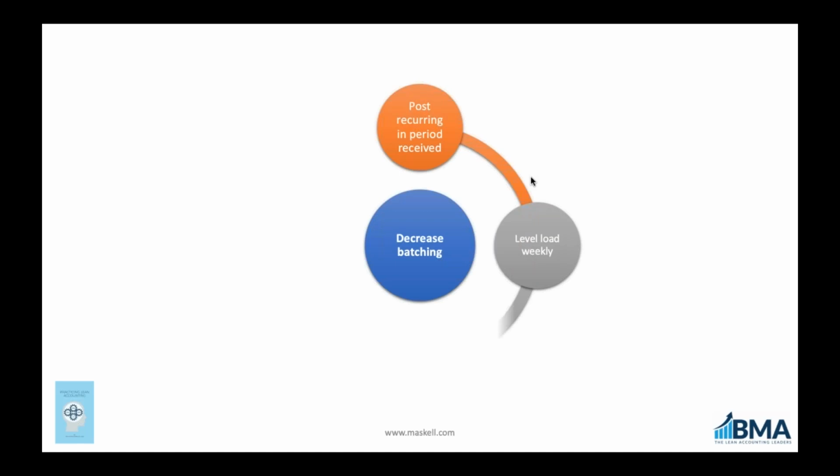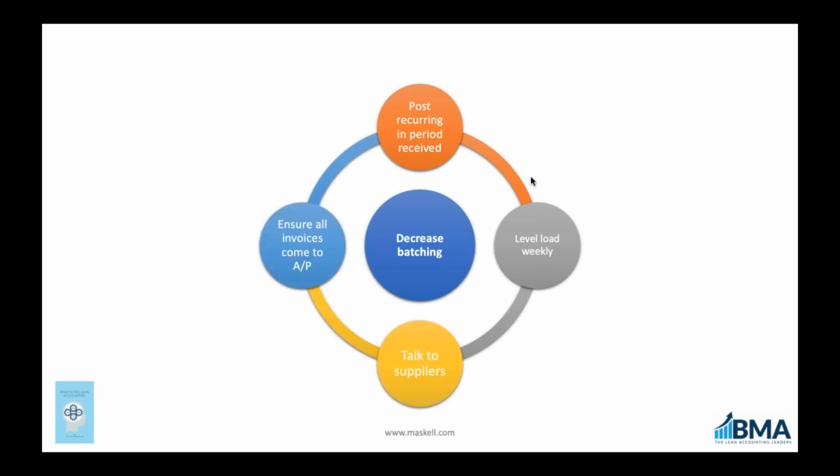Then there's decreasing batching. If you hold accounts payable open to get invoices for accrual purposes, a lot of those invoices, if they're recurring, just post them in the period that they're received. Unless there's materiality there.